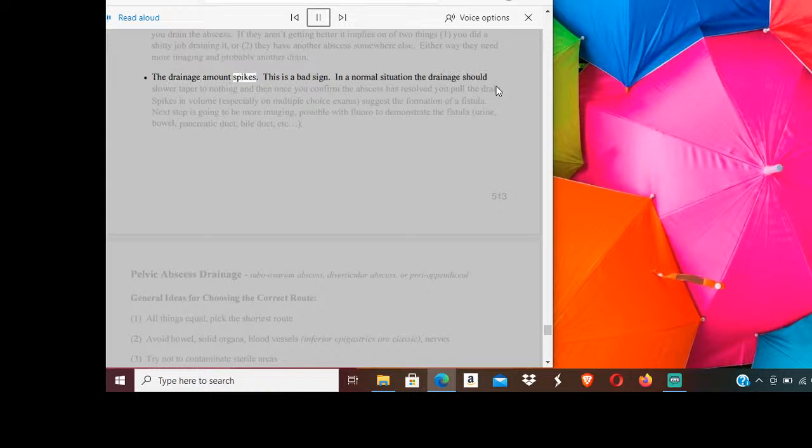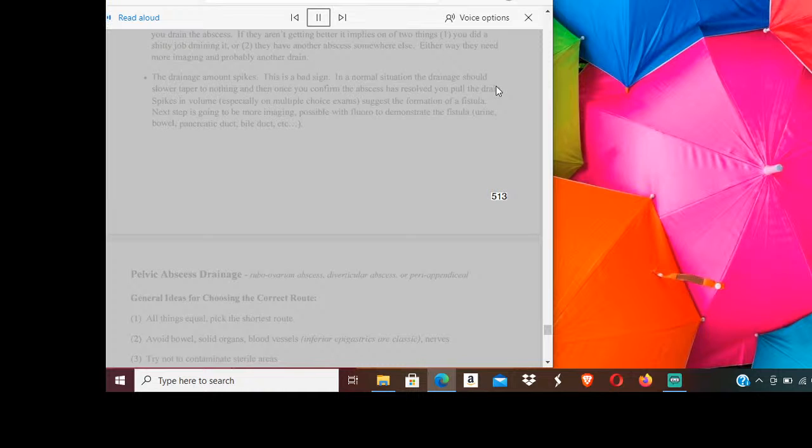The drainage amount spikes. This is a bad sign. In a normal situation, the drainage should slow or taper to nothing, and then once you confirm the abscess has resolved, you pull the drain. Spikes in volume, especially on multiple choice exams, suggest the formation of a fistula. Next step is going to be more imaging, possibly with fluoro, to demonstrate the fistula: urine, bowel, pancreatic duct, bile duct, etc.